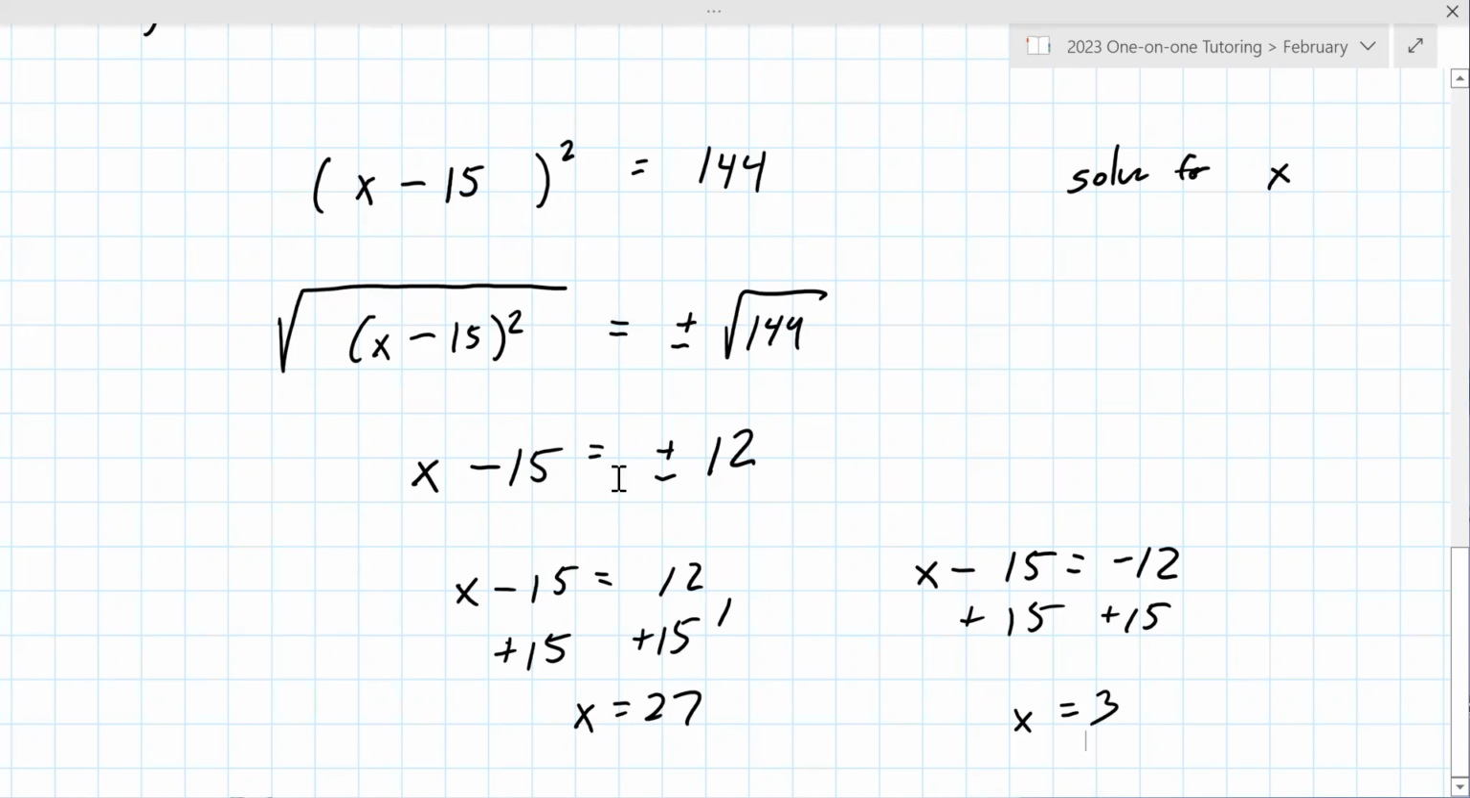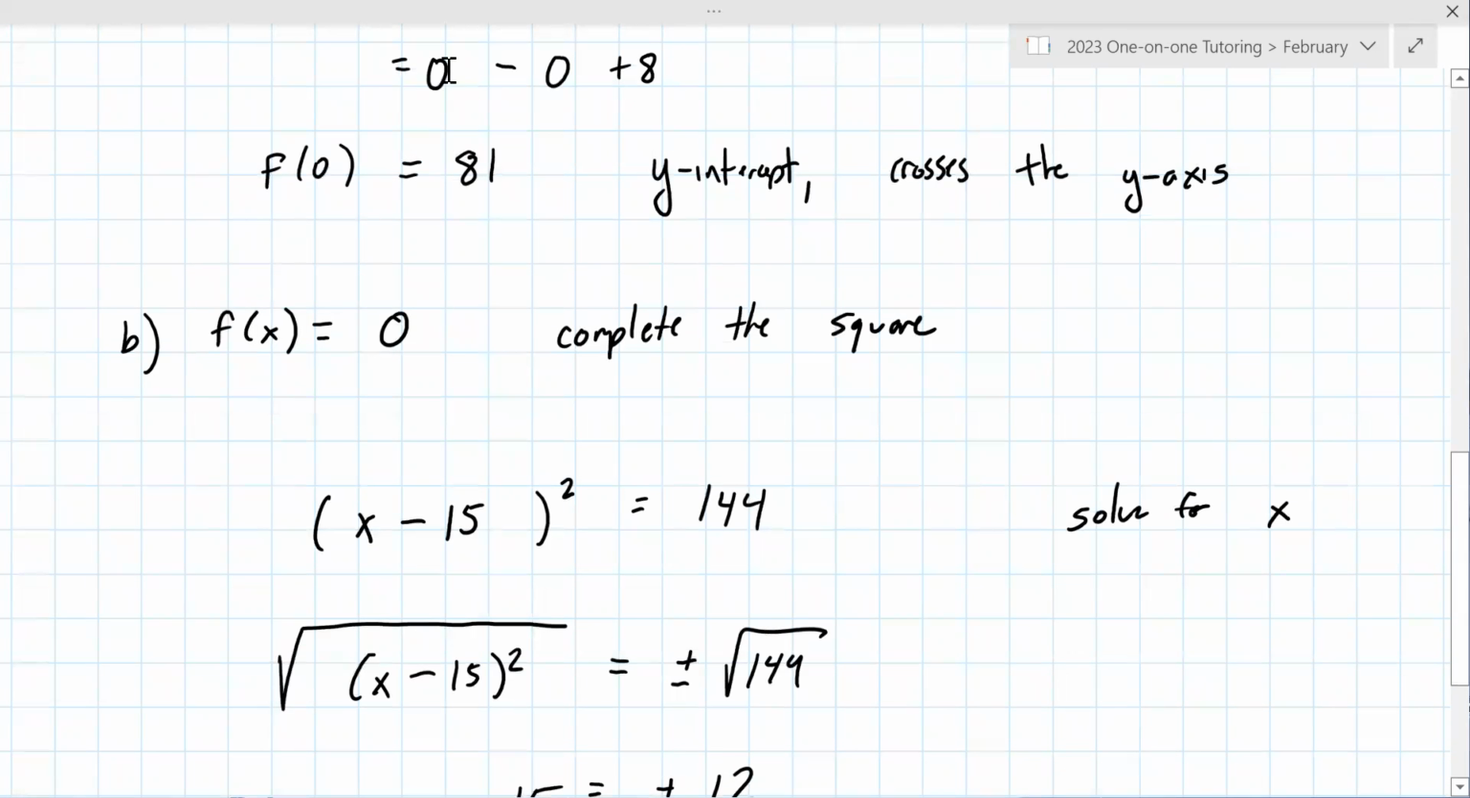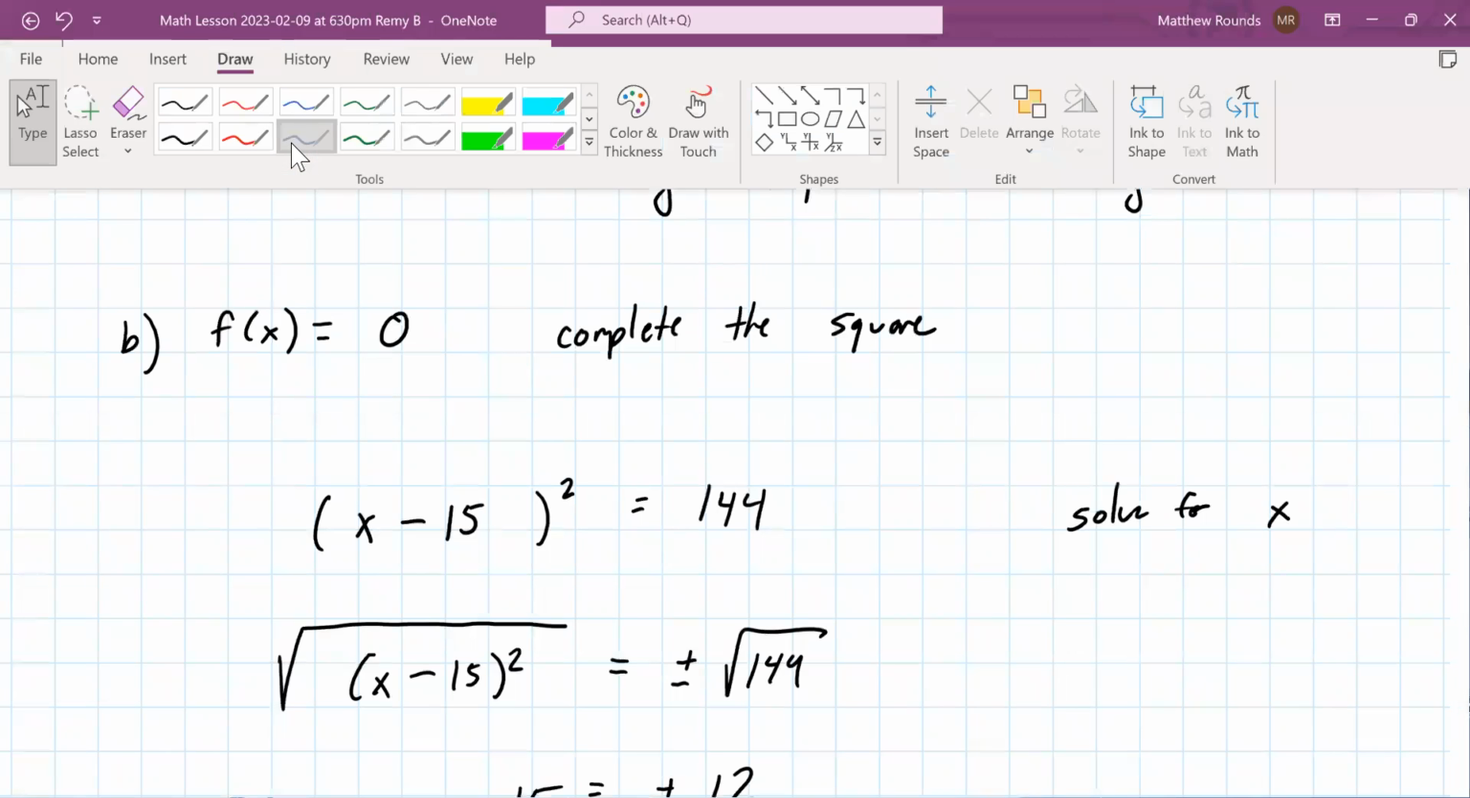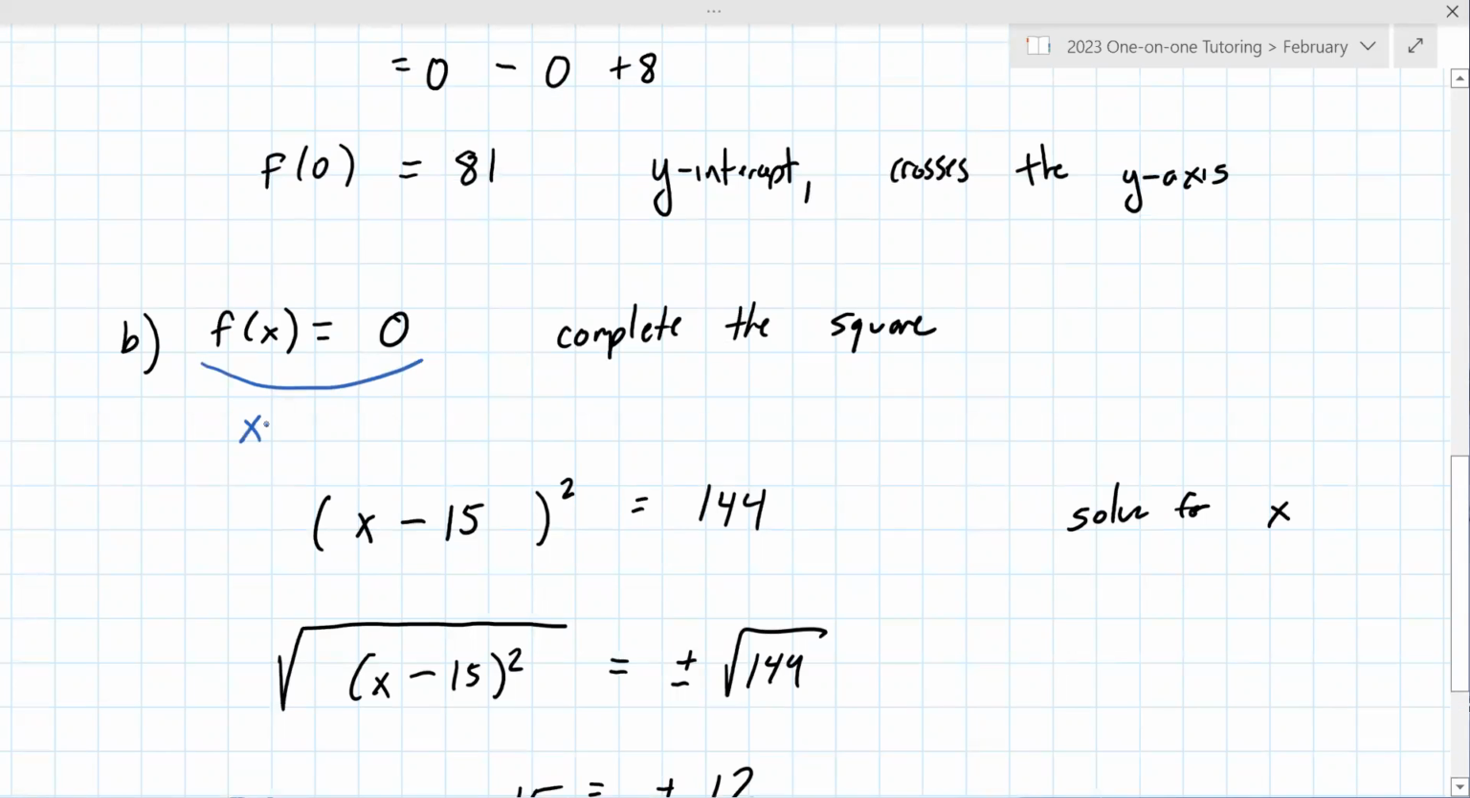Okay, now we've done so much work here, we've probably forgotten what we were actually trying to do. When you're setting f of x equal to 0, what that means is the x-intercepts. So this is literally where it crosses the x-axis.